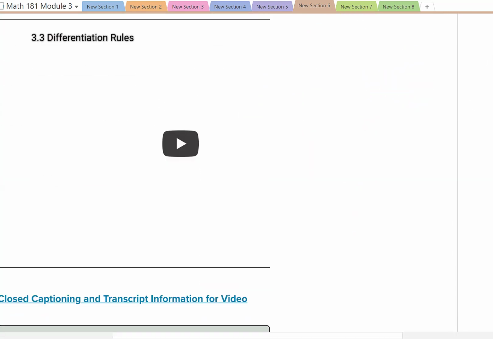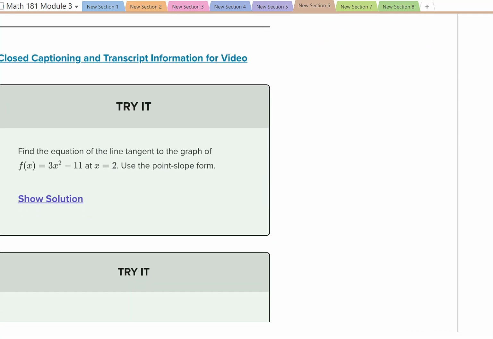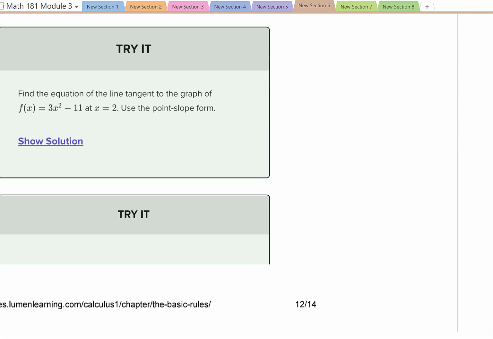And what else do we have here? Another 2 problems. Find the equation of the tangent line to the graph of this. So again, we're going to look for our f of 2 to begin with to get the y value. So that's going to be 3 times 2 squared minus 11. So 2 squared is 4, 3 times 4 is 12, 12 minus 11 is 1.